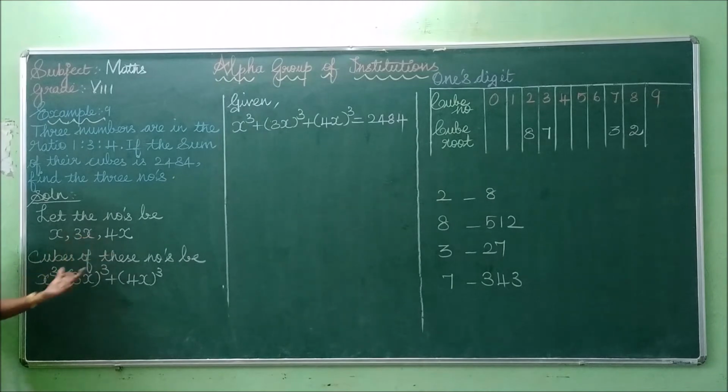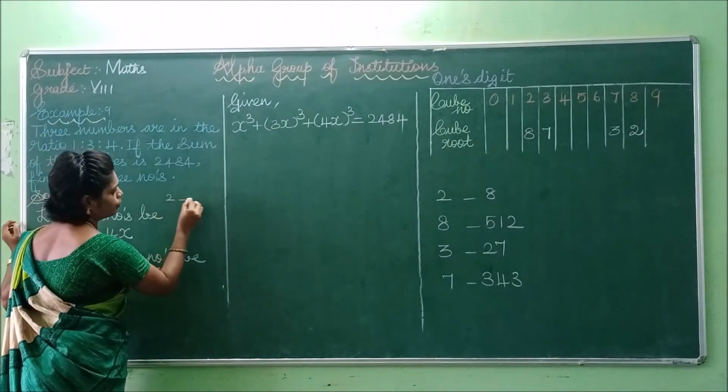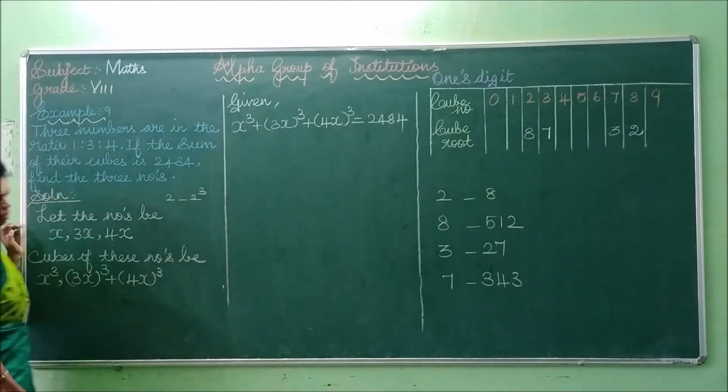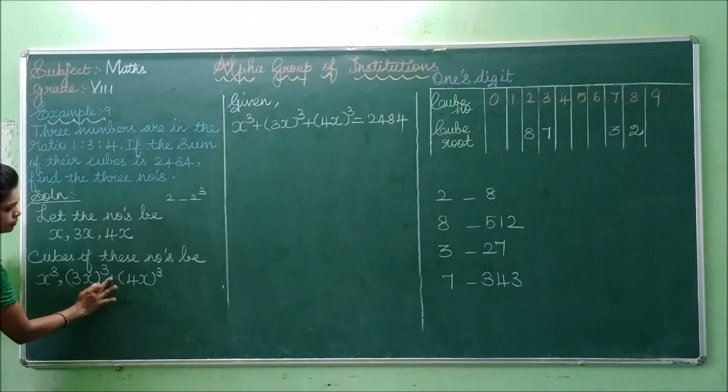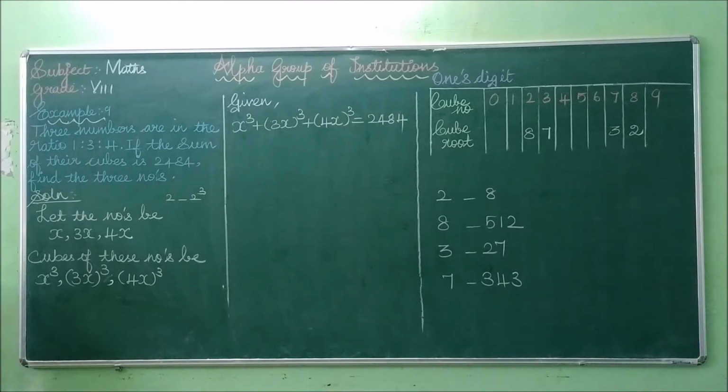The cube of these numbers will be. How can you write the cube? For example, if it is 2, you can write that as 2 cube. So if it is x, you can write x cube. Then 3x whole cube. Not only for the x, for the numerical term also you should take the cube. So 3x the whole cube, comma, 4x the whole cube.